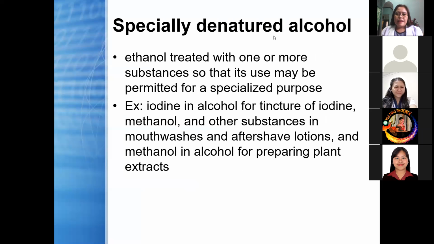Okay? Now we have specially denatured alcohol. This is still ethanol pero ang mga additional nga substances is naay mga purpose. Naay mga specialized purpose ngano siya gi-add dito sa alcohol. So for example, iodine in alcohol for tincture of iodine. So kung nagabuhat tag tincture of iodine, syempre si alcohol dugangan nimo og iodine. So ang uban nagabutang sila og methanol depende sa purpose, like kung gusto nila na mas maging soluble ang isa ka substance dito sa imong alcohol, dugangan nila og methanol.